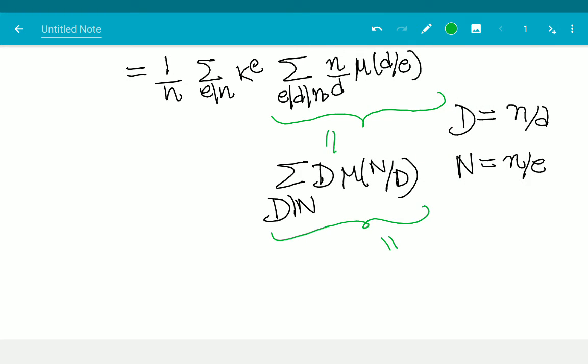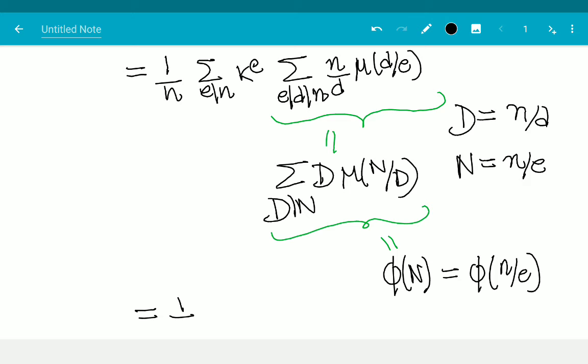Okay, so I do get that this sum is this, which is, in fact, by definition, equal to phi of n, which is actually equal to phi of n over e, because capital N is n over e. And so I can write this big cumbersome sum as 1 over n summation e divides n k to the e times phi of n over e.